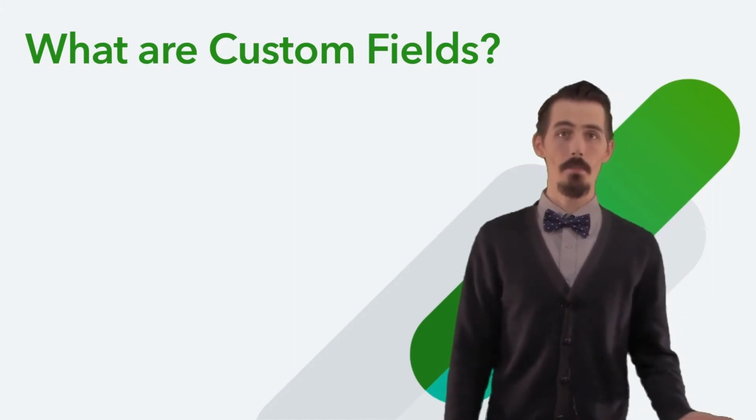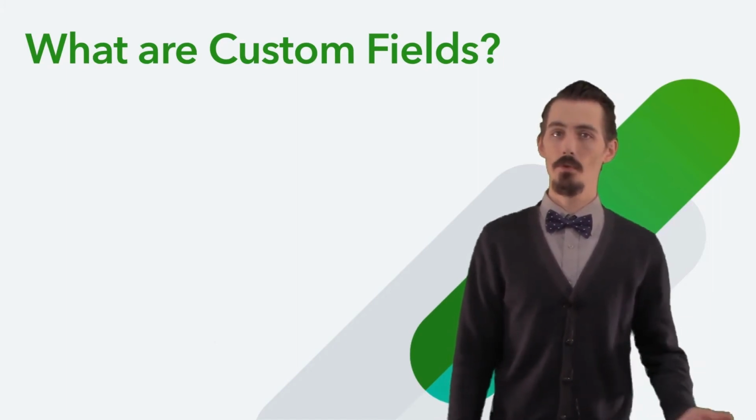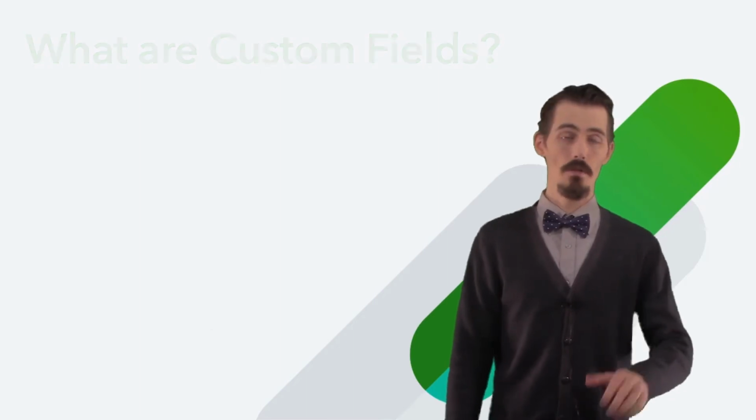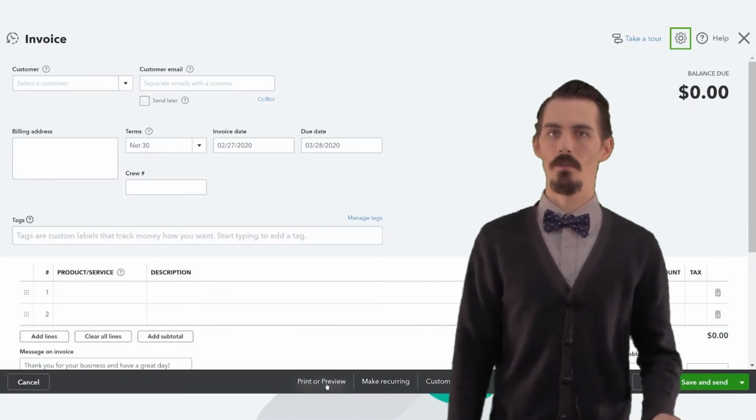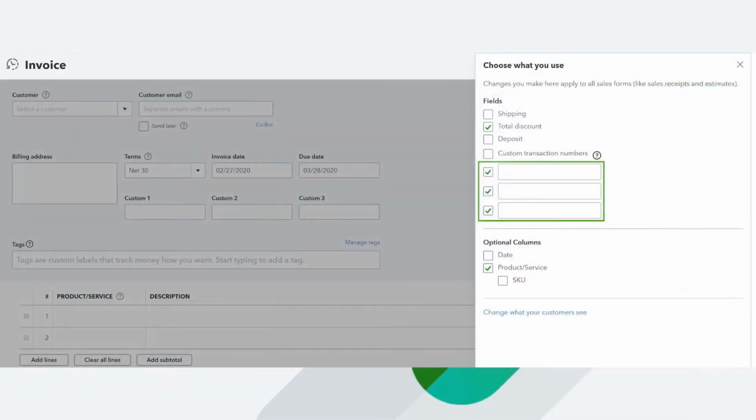One of the most common uses for this feature is to track sales reps, but you can use this for whatever you'd like. Just open the Gear menu on your invoice screen, and you can add up to 3 custom fields to track whatever you want. Note, this process is a little different for QBO Advanced, and we'll talk about that next.